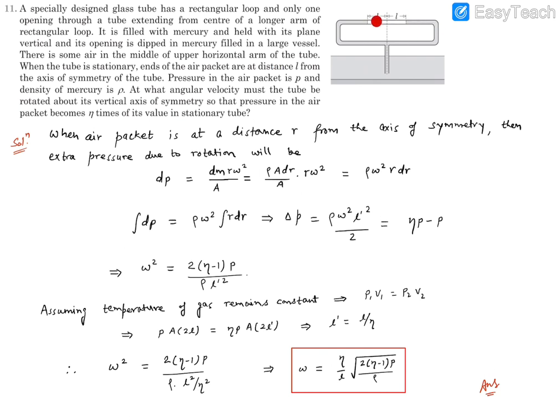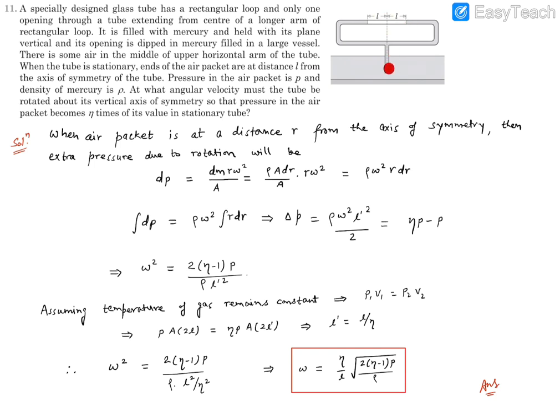There is some air in the middle of the upper horizontal arm of the tube. So this is the upper arm and there's air, and that air is of length 2L, symmetrically L on both sides. When the tube is stationary, the ends of the air packet are at a distance L from the axis of symmetry of the tube. Pressure in the air packet is P and the density of the mercury is rho. At what angular velocity must the tube be rotated about its vertical axis of symmetry so that the pressure in the air packet becomes eta times its value when the tube was stationary?